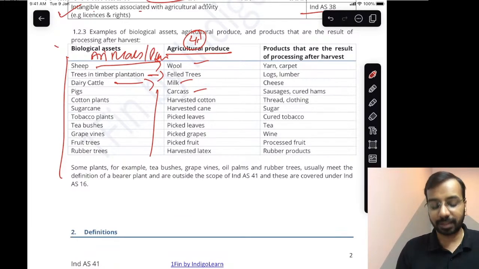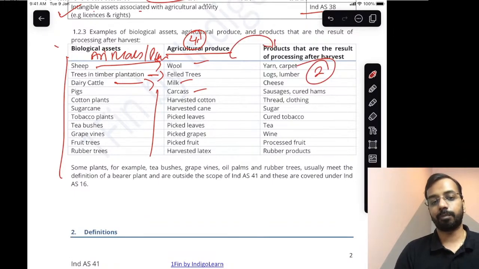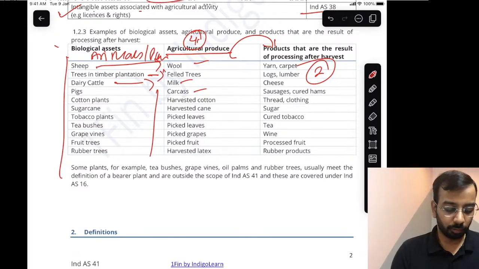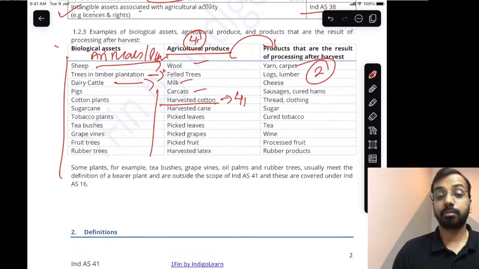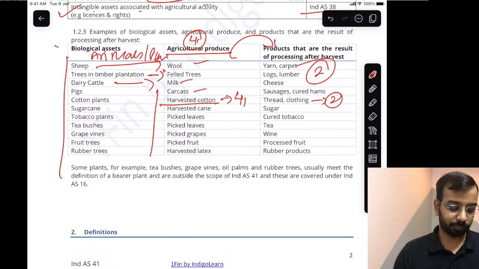But after that, if you do some further processing, some manufacturing activity, all of that will be covered by Ind AS 2. That is the linkage between Ind AS 41 and Ind AS 2. So, for example, if you have harvested cotton, the value of harvested cotton will be determined by Ind AS 41. But if you subsequently manufacture threads and all of those things, this will be covered by Ind AS 2.